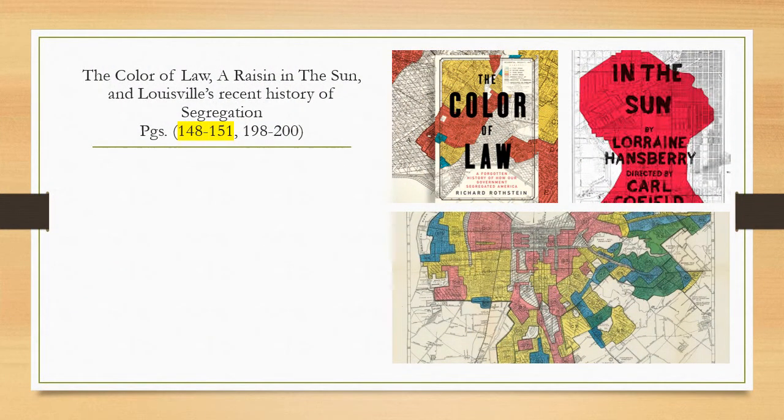Specifically, we're going to read pages 148 to 151, and then on Thursday and Friday, we're going to look at pages 198 to 200. It's a short reading, just 3 pages, and I have some pictures in here to help you understand what we're talking about. And what we're talking about in this lesson specifically is the intersection between The Color of Law, A Raisin in the Sun, and Louisville's recent history of segregation. When I say recent, I mean historically recent, like between 1950 and today. So you'll be surprised at how recent some of it is.